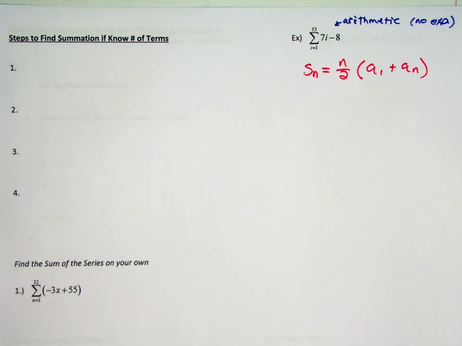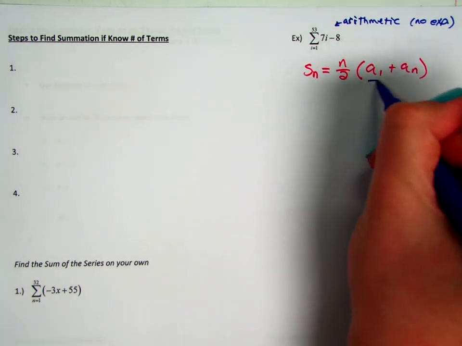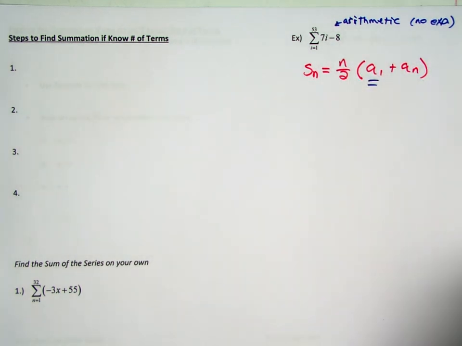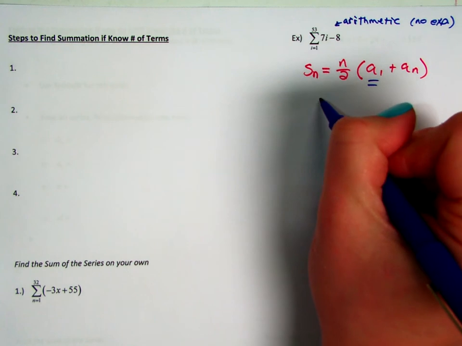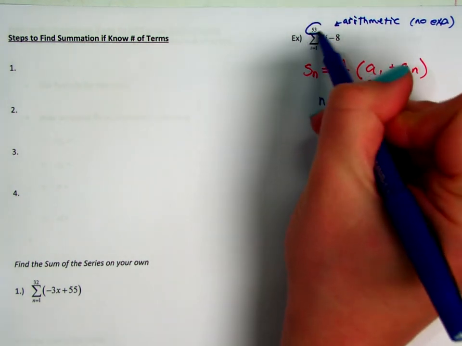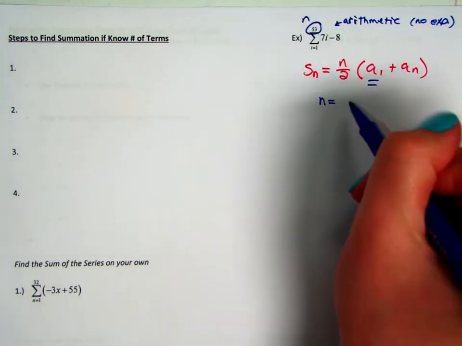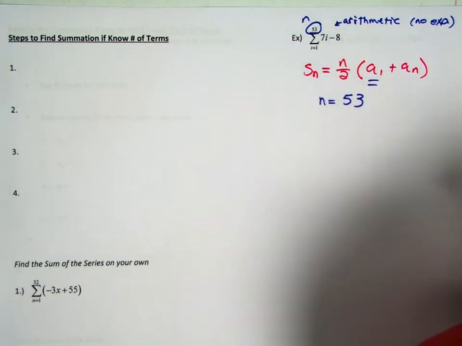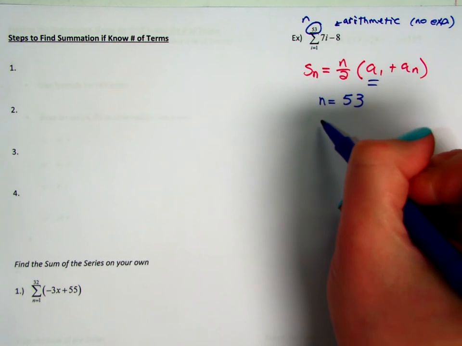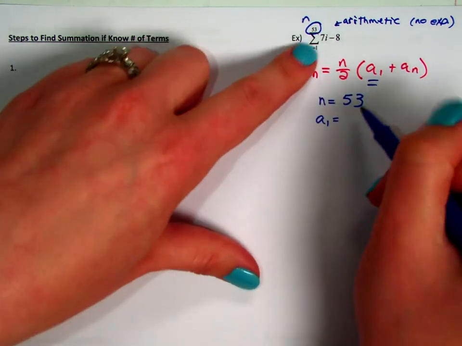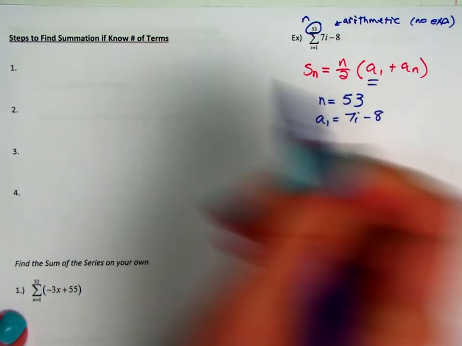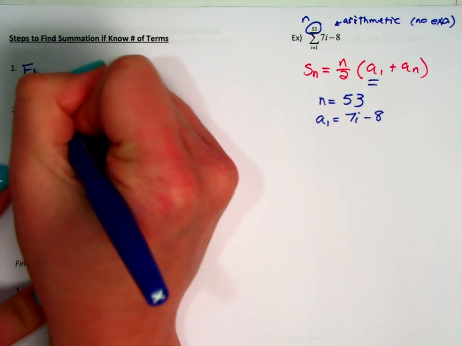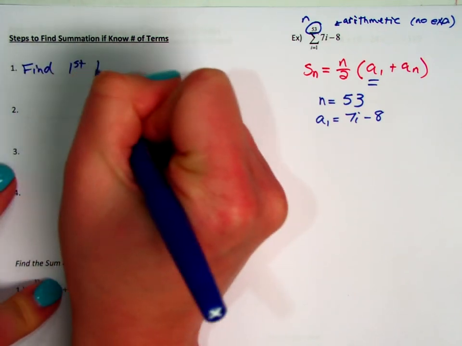So our first step then is, when I'm looking at this, I notice that I don't actually know what this first term is, but I should be able to find it. I also know what my n is already, because my n should be my last term, and in this case, my last term is 53. So I know my n equals 53 because that's the last term, so we're summing 53 terms. I can find my a sub 1 by just plugging it into the formula. So step 1 is to find the first term.